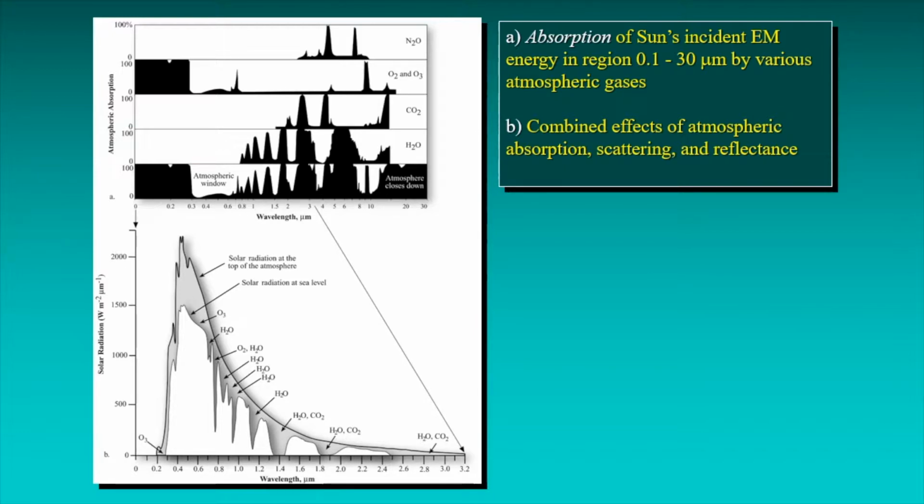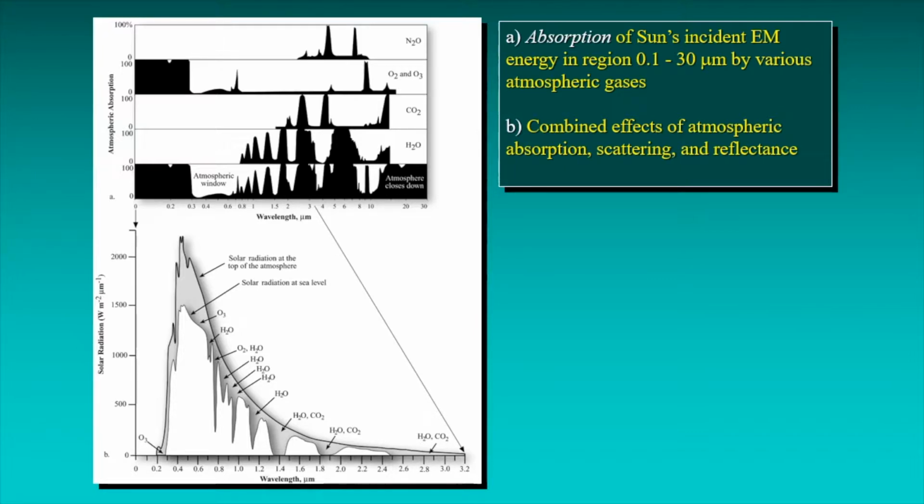And so it shows that the atmosphere is basically closing down in certain portions of the spectrum, whereas we have atmospheric windows in other regions of the spectrum, again, effectively transmitting that incoming radiation down to the ground surface. And again, that's where we're going to be concentrating our remote sensing efforts.